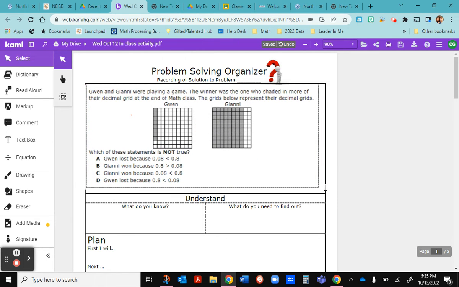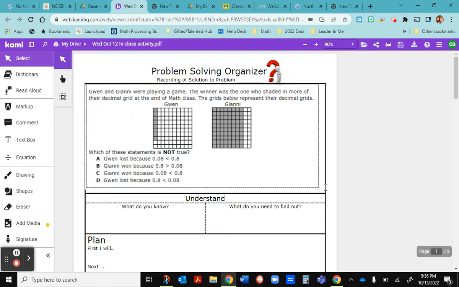So getting easier, more practice, easier it gets. Great. All right, so Gwen and Gianna were playing a game. And I actually have one of them. So block one, some of the students were able to play this. So the winner was the one who shaded in more of their decimal grid at the end of the math class. The grids below represent their decimal grids. So I had 2 students that were playing and I was with them. So it was really cool.